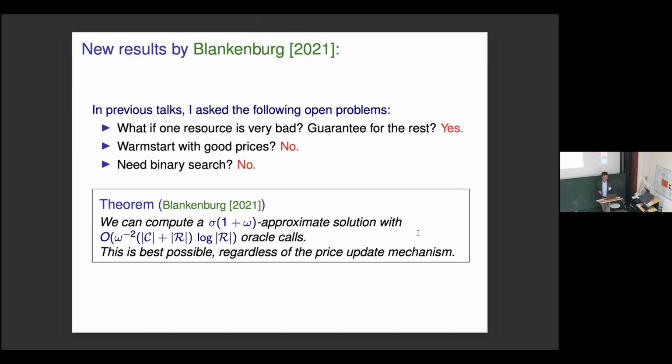Binary search is not necessary. You can avoid that. You can get rid of this log-log term, get the best possible runtime. And actually, he also proved this runtime is best possible regardless of the price update mechanism. You can do whatever you want with your prices. Also, a warm start will not help you at all. You need this number of oracle calls in the worst case. And also, you get some result on the second best resource and so on. So this is some nice progress on this.